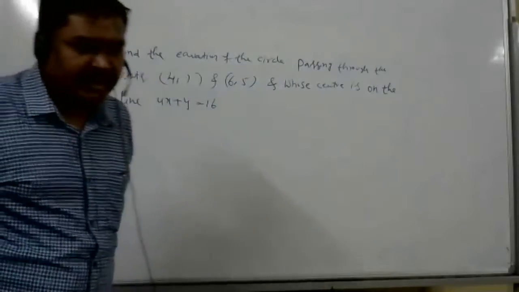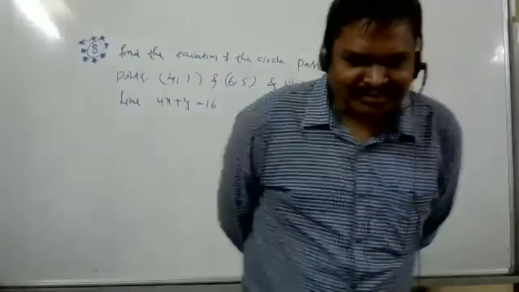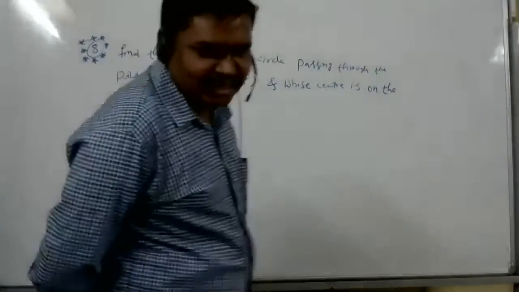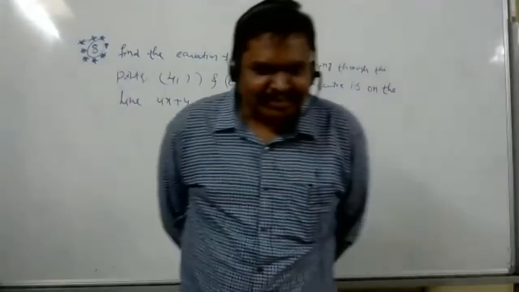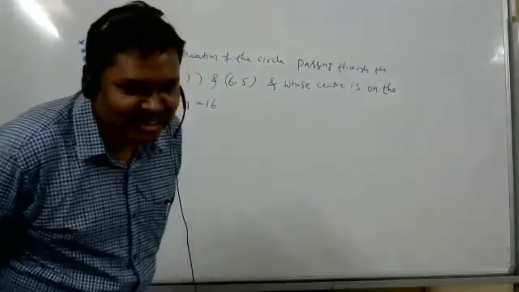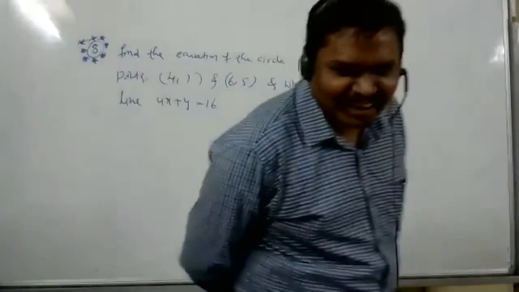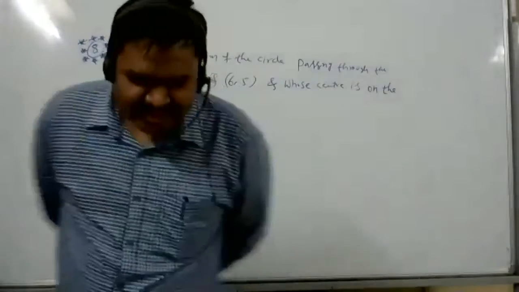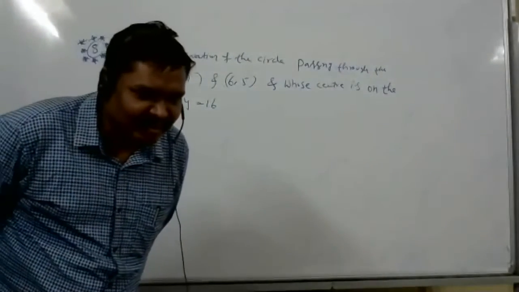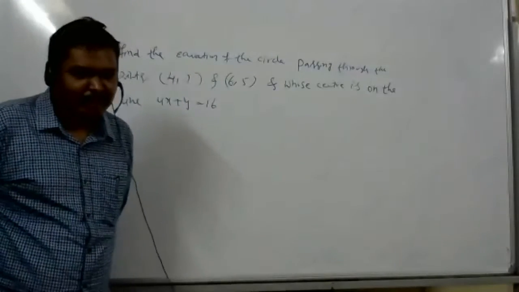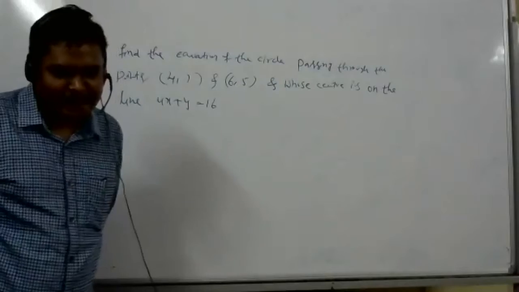Sir, can you explain it? I'm not able to understand it. Okay, I will explain. First we need to prove that the points are on the circle, right, sir? But do we need to prove that the equation of the points is 4x plus y is equal to 16? Okay. Anyone complete?